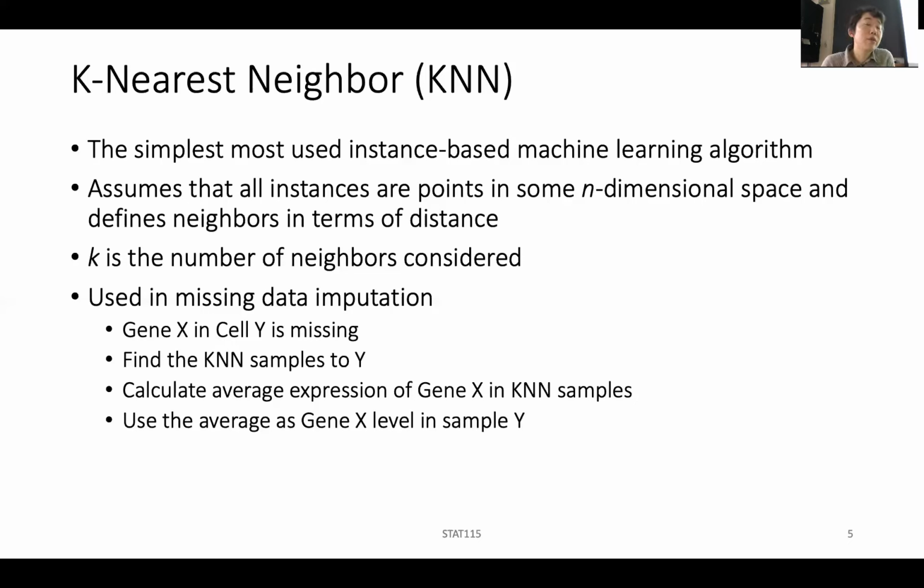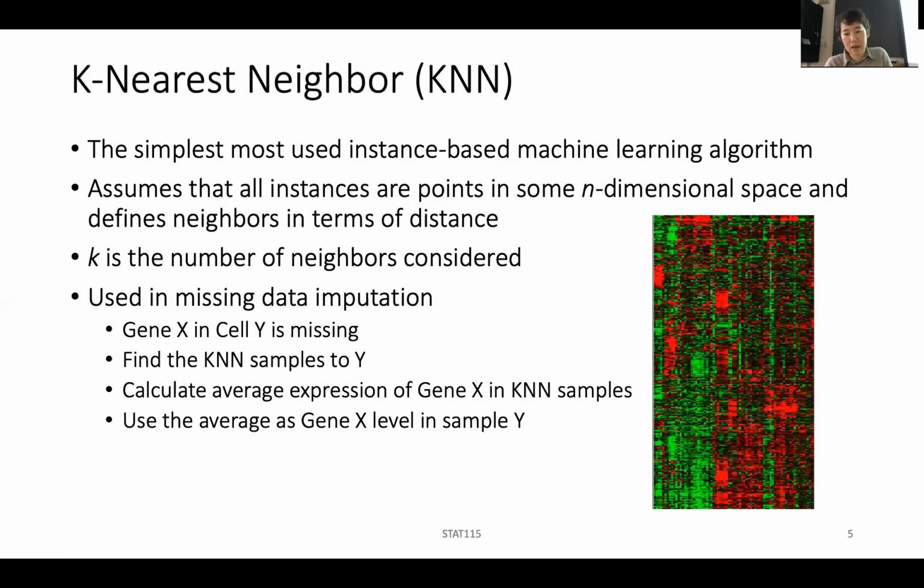Most of the time, it works reasonably well. So occasionally when you have this kind of missing value, you can use KNN to fill it in. Yeah, so this is the microarray case. You want the matrix to be fairly full, but occasionally there might be a missing value. Then you can use the remaining samples and their expression level on this gene to help you impute.